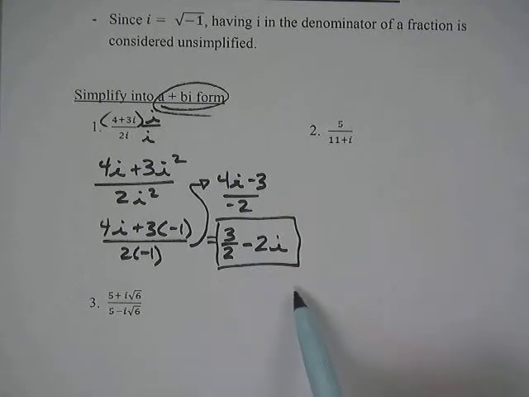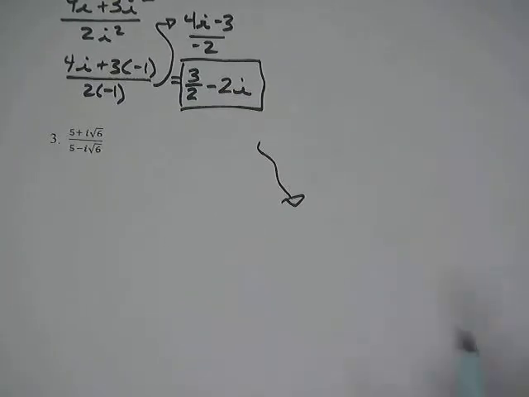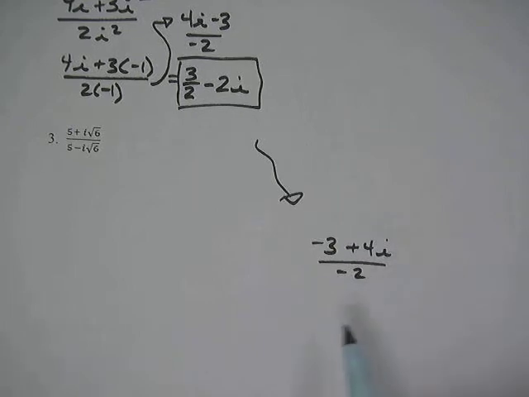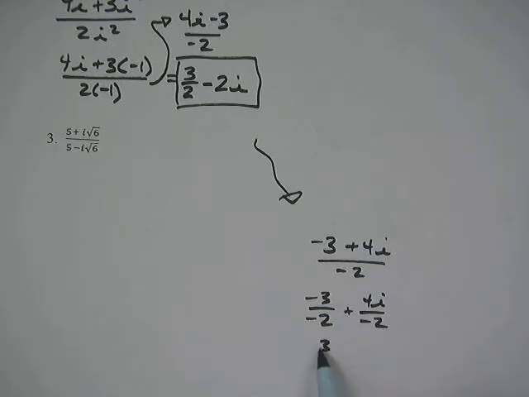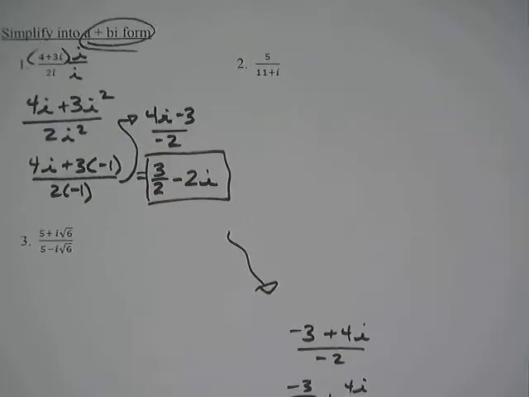Now if I lost you there, I'll show you over here where I have a little bit more space. What I did was I just switched around the negative 3 and the 4i. I split it up, and then I reduced. So this is 3 over 2, and then this is minus 2i. Okay, a + bi form. That's something we should get used to.